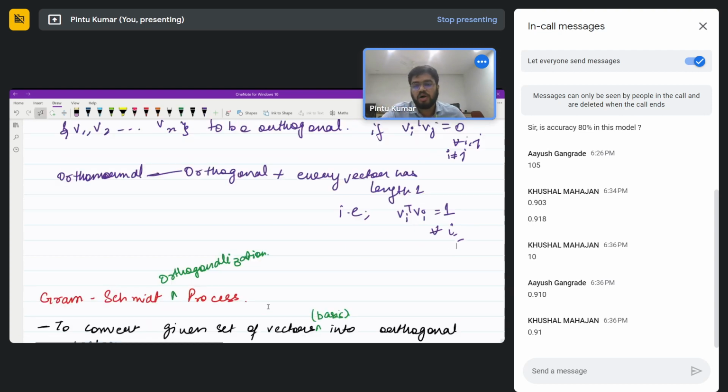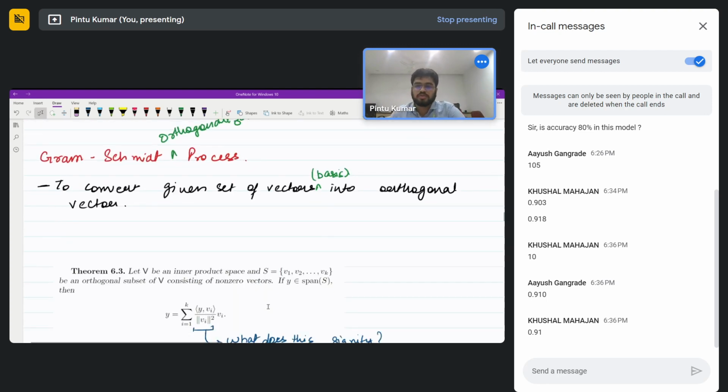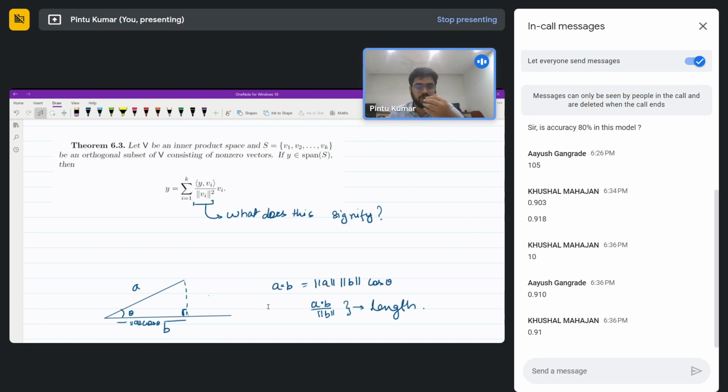Now, what is this Gram-Schmidt process? This is a very common process. What is it used for? It is used to convert your basis vectors into an orthogonal basis set. If you have a given set of linearly independent vectors, you want to convert it into a set of orthogonal vectors, as orthogonal vectors are also linearly independent. So you can use this method to convert your set of vectors to orthogonal vectors. I'll just motivate this a bit.